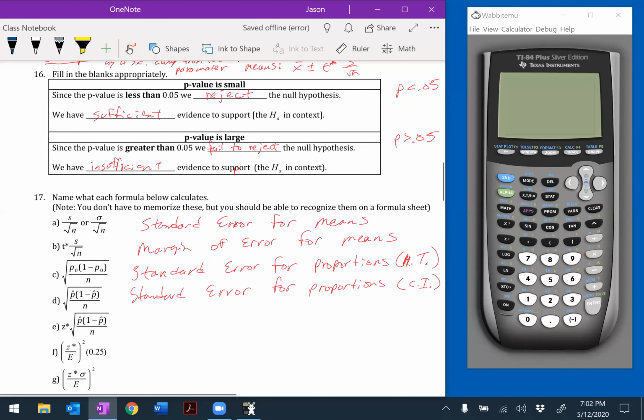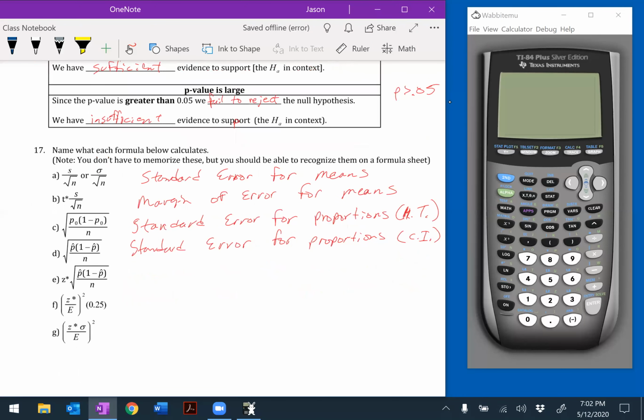Okay, E, what's E going to be? Well, this is the margin of error. And once again, only the confidence intervals have margins of error. So this is margin of error for proportions. Okay, what about this one, F? F is Z star over E, that's the margin of error, times 0.25.